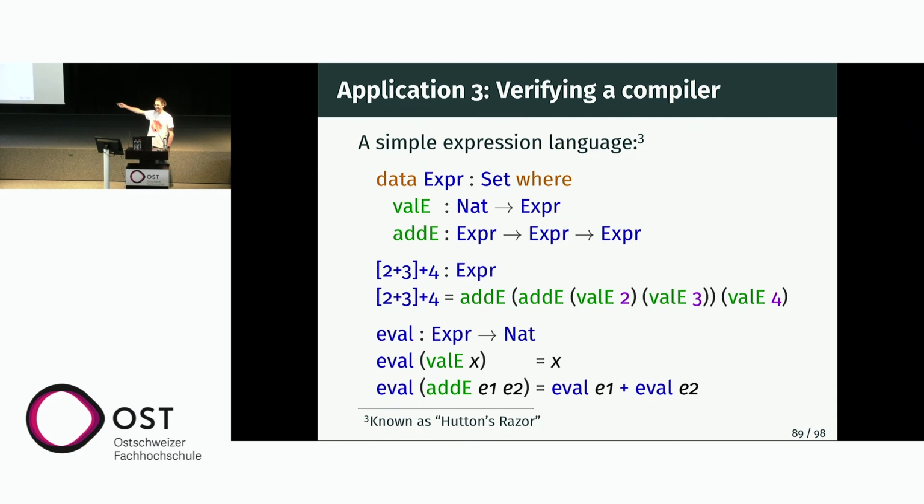So the language is Hutton's Razor. This is a super simple language. We have 2 expressions: numbers and plus. We don't have variables or anything. And so we can write down expressions like this. This is 2 plus 3 plus 4.